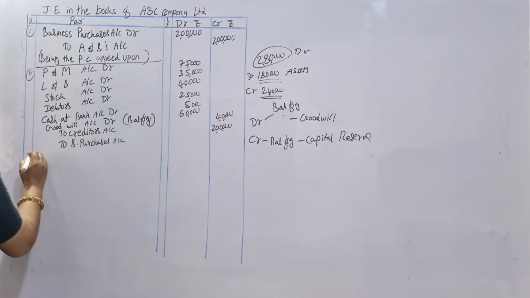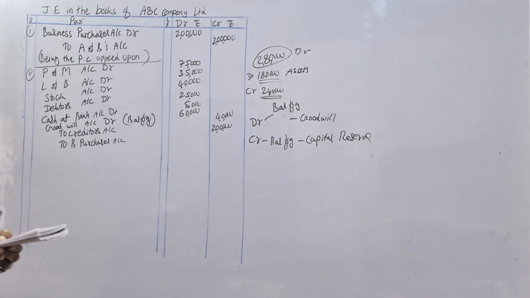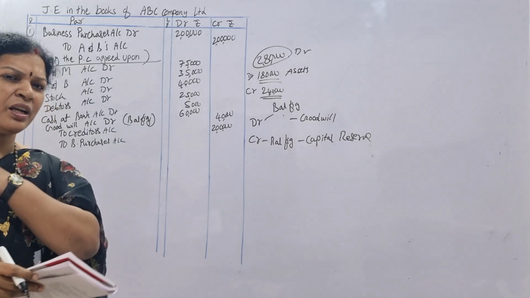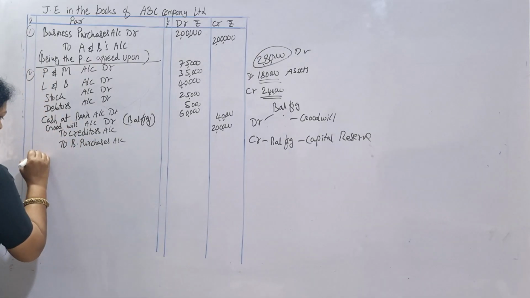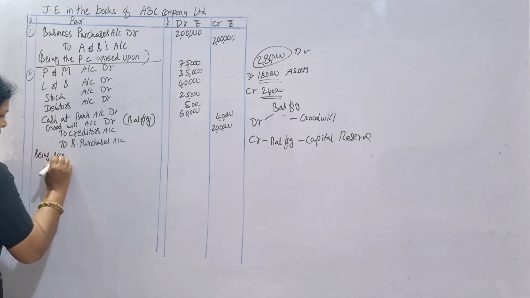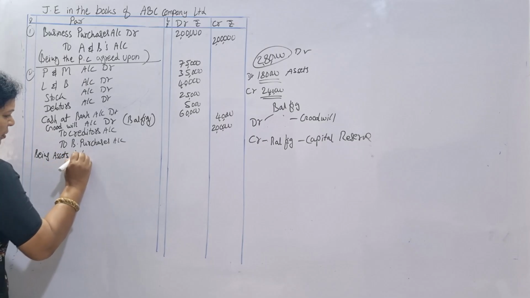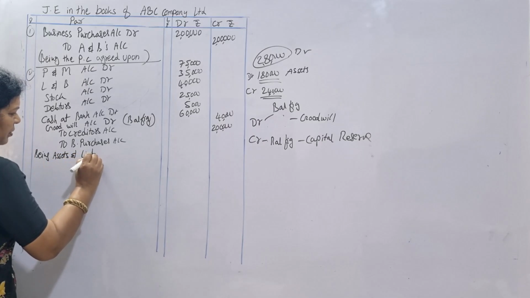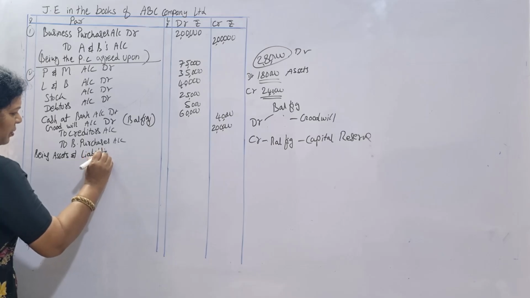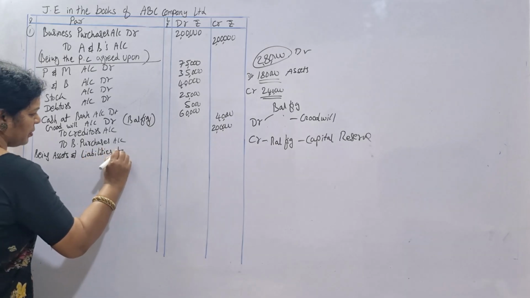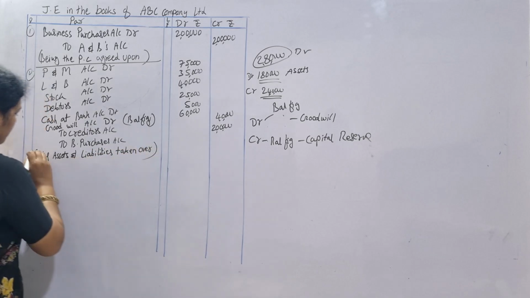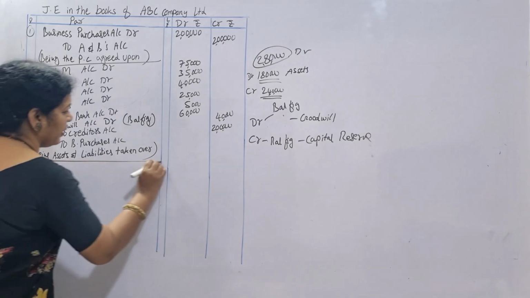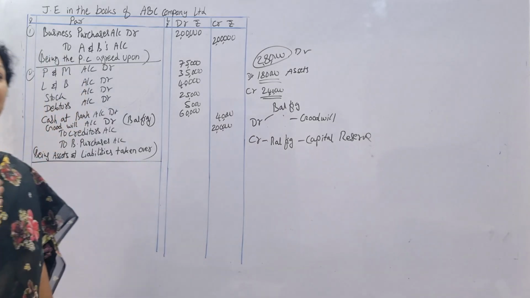So this is the second entry. You can say it as being assets and liabilities taken over. We learned already, same entry. Being assets and liabilities taken over. And the third entry is payment.